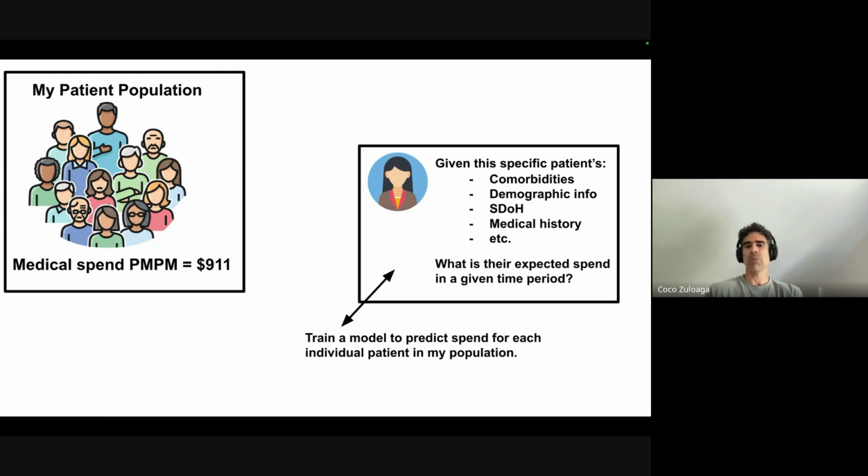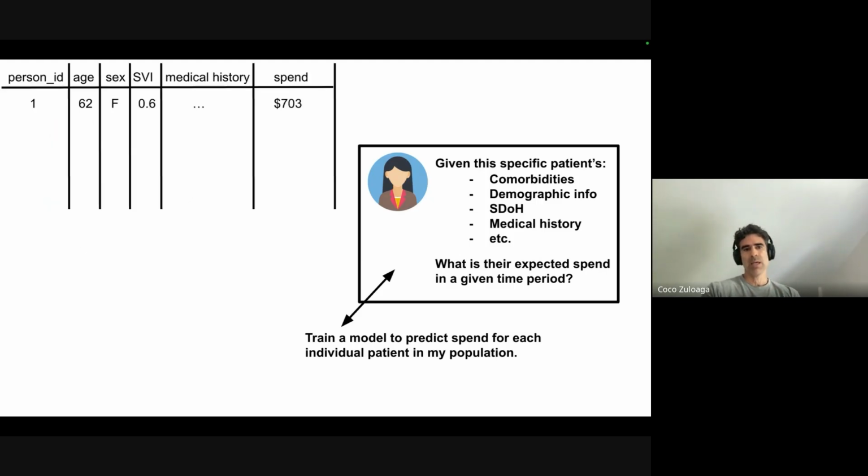And so now you can train a model to predict spend or whatever metric of interest for each individual patient in your population. And so you can look at patient number one, you can look at their personal features, and the model predicts what their spend should be. Patient number two, you look at their personal features, the model predicts what their spend should be.